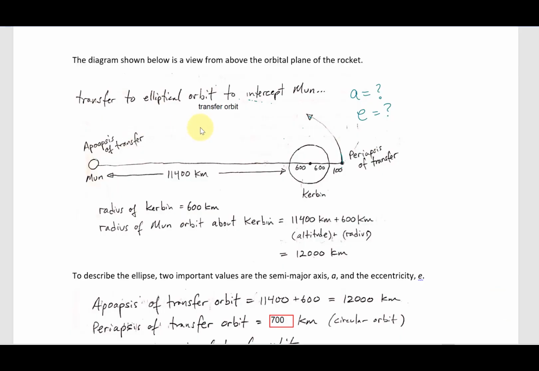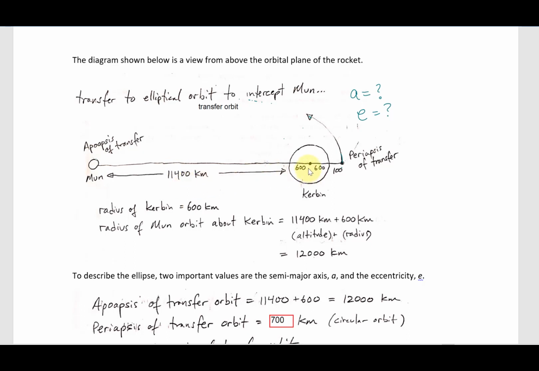So this diagram shown below is a view from above the orbital plane of the rocket. So the rocket would begin here at the closest point to the planet Kerbin at an altitude of 100 kilometers, and that's the periapsis of the transfer orbit. The transfer orbit would take us on this path out eventually to intercept with the Mun, and that would be the apoapsis of the transfer orbit because that would be the furthest point from Kerbin. And we've established that the Mun is 11,400 kilometers above the surface.